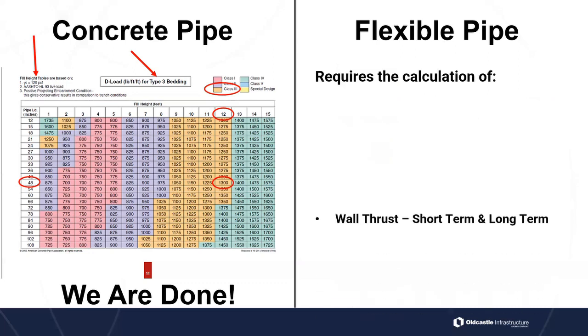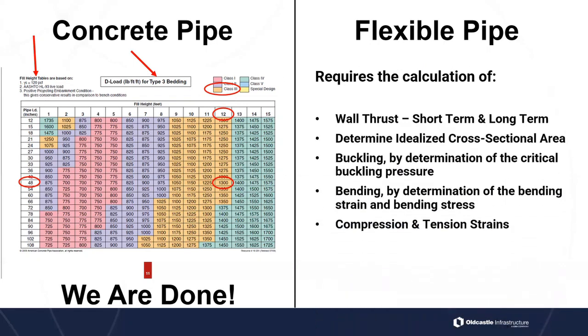So flexible pipe requires the calculation of, first, wall thrust, short-term and long-term. That's very important. Determine your idealized cross-sectional area, your effective area, to calculate buckling by determination of critical buckling pressure, your bending by determination of the bending strain and bending stresses, and your compression and tension strains. So that's what we have to calculate first. But the next step is probably the most critical of all of the calculations that we need to do, and that is because our pipe acceptability at the end of the project is based upon our deflection. As we pointed out before, flexible pipe wants to deflect.